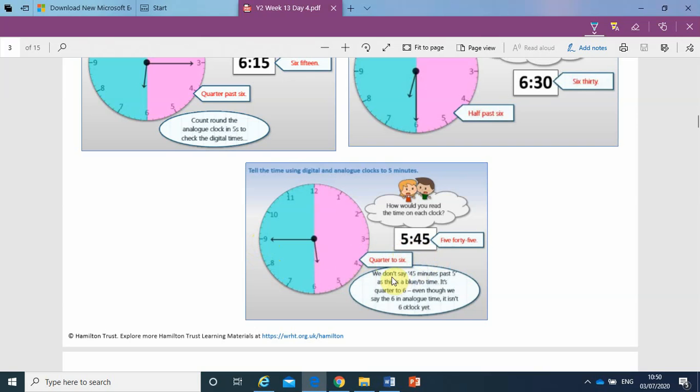But one thing we don't say is 45 minutes past 5. I don't know why we don't say it really. You could say it, but we don't. Say quarter to 6 or 5:45.